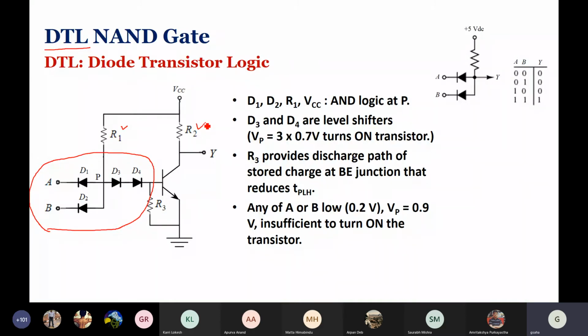Other than that, there are a set of diodes, for which we call it diode transistor logic. Resistance is also there, but it is diode transistor logic.